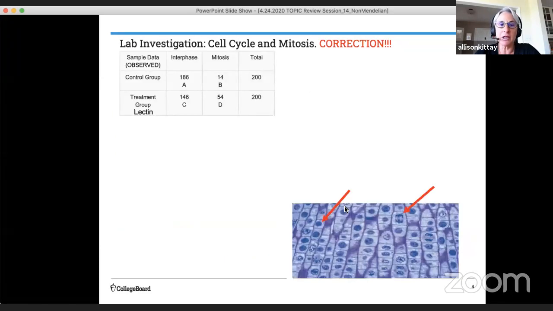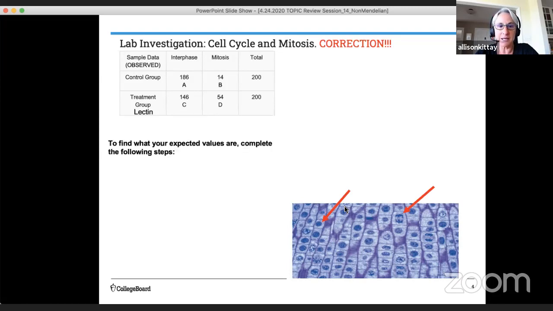that original presentation. So you might recall that this was student-generated data, which is observed data for the treatment group lectin. And what you're looking at is the control group in interphase and mitosis, and I have gone back and labeled those cells A and B, and then you're also looking at interphase and mitosis for the lectin-treated group, and I've labeled those cells C and D. This way you can go back and look at the formulas that are presented in the lab manual. I should also point out that it doesn't affect the end result and the evaluation of the chi-square value.